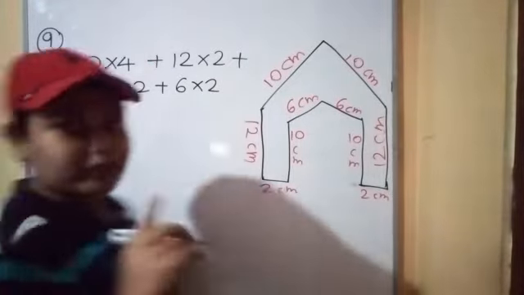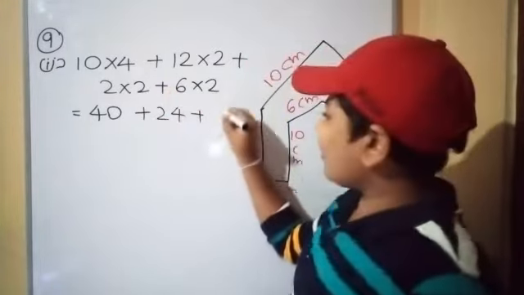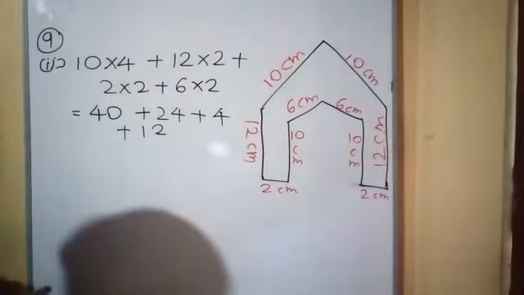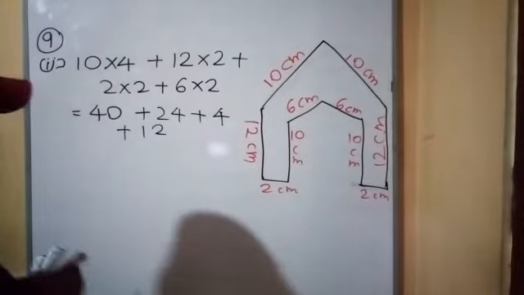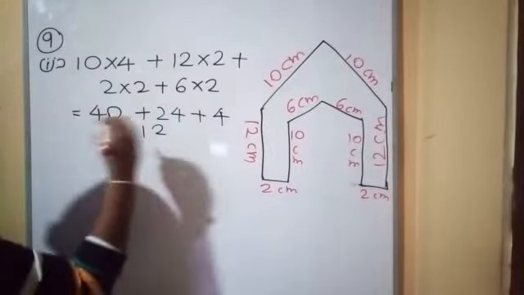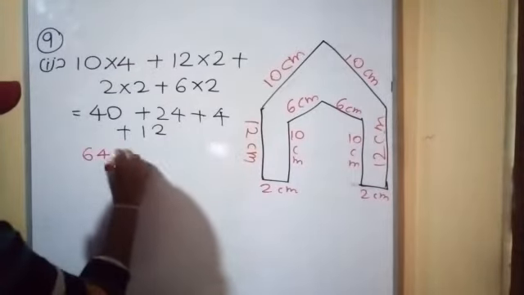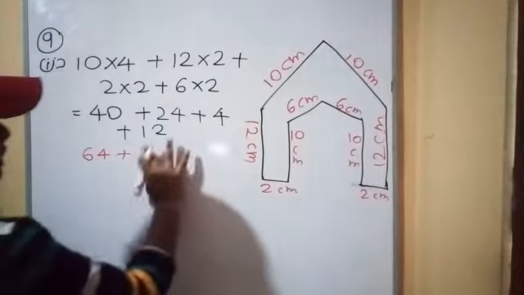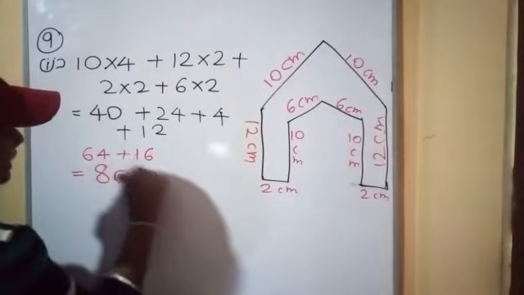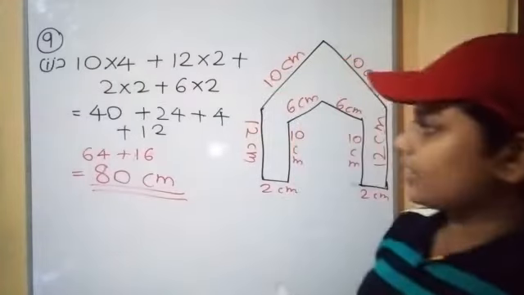10 multiplied by 4 is 40. Plus 12 multiplied by 2 is 24. Plus 2 multiplied by 2 is 4. Plus 6 multiplied by 2 is 12. Now 40 plus 24 is 64. 12 plus 4 is 16. Altogether, 80. So 80 centimeters is the perimeter of this figure.